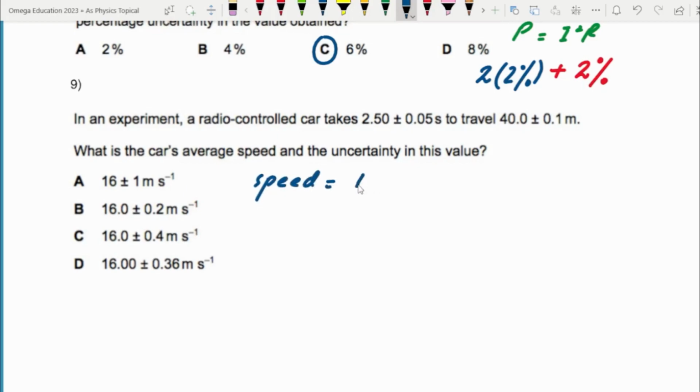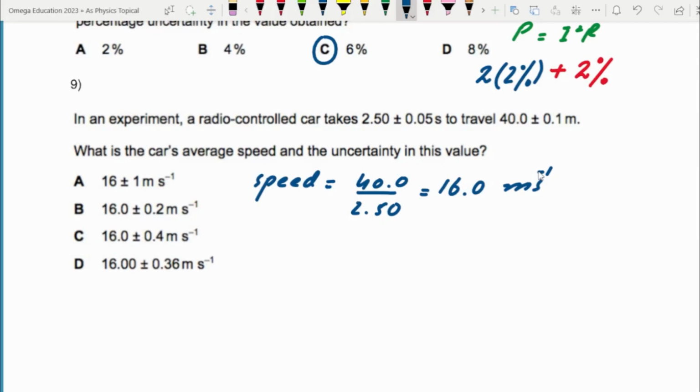Speed equals distance over time, 40.0 divided by 2.50. So you hit it on the calculator, 40 divided by 2.5, you get 16. So 16 would be your principal value. And if you want to write it in a consistent number of significant figures, it would be written as 16.0. So you keep 3 significant figures in the answer as well.